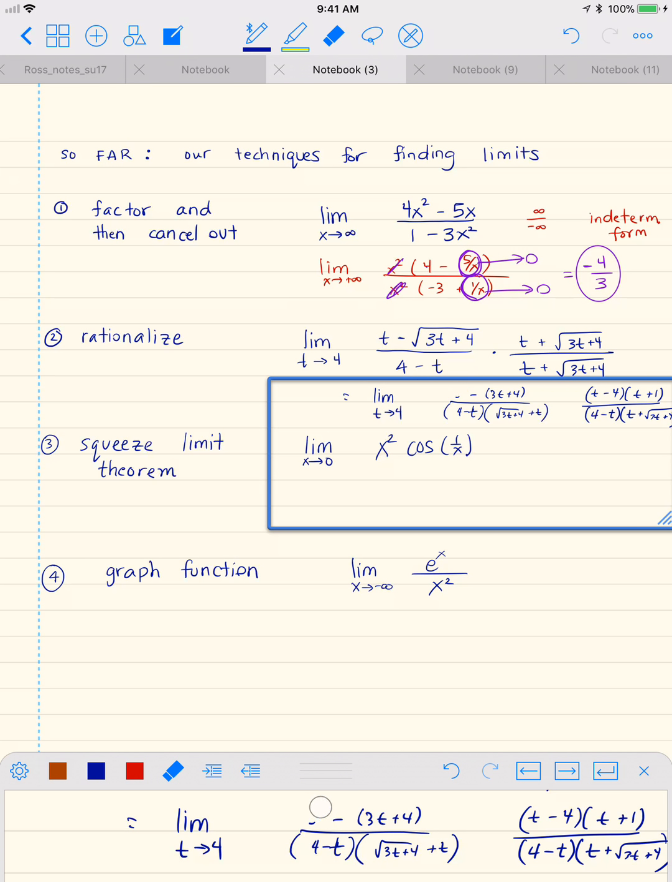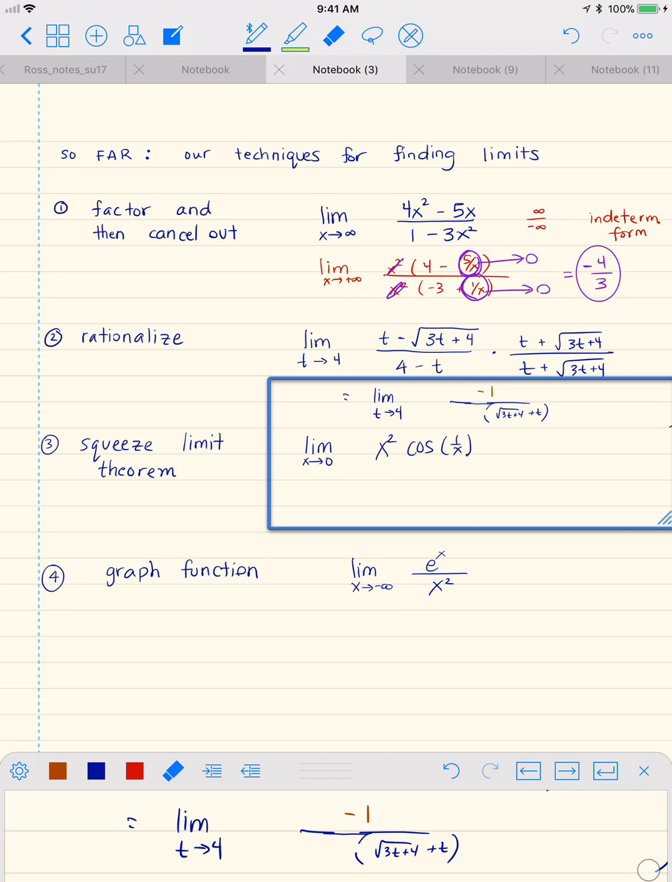So I'm actually going to do this all here. The numerator, we're going to be left with negative 1, and the denominator, we get rid of that 4 minus t. And now we can just plug in our t equals 4, because we no longer have an indeterminate form. So we would get negative 1 over, was that the square root of 16 plus 4? So we get negative 1 over 8.